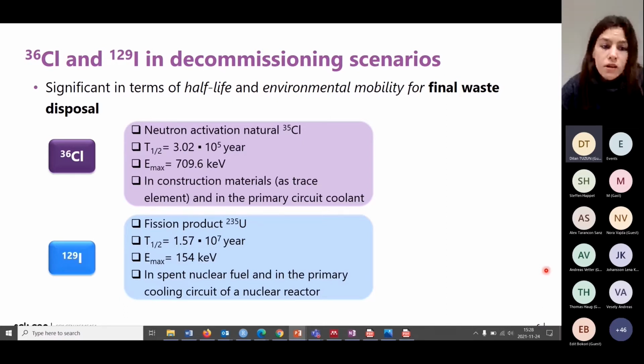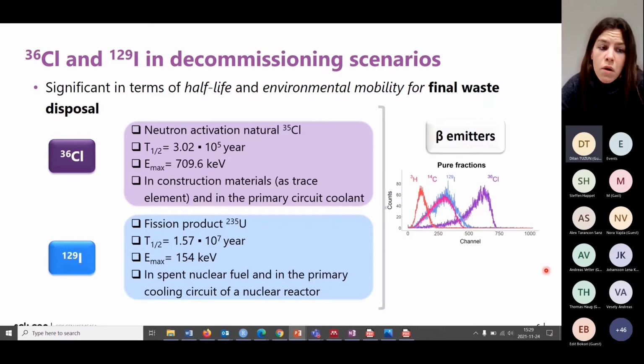So on one side, chlorine 36 comes from the neutron activation of naturally occurring chlorine 35. It is a high energy beta emitter, and it's mainly present in construction materials as a trace element and in the primary circuit column. On the other side, iodine 129 is a fission product of uranium-235. It is a low energy beta emitter, and it's mainly present in spent nuclear fuel and in the primary cooling circuit of a nuclear reactor.